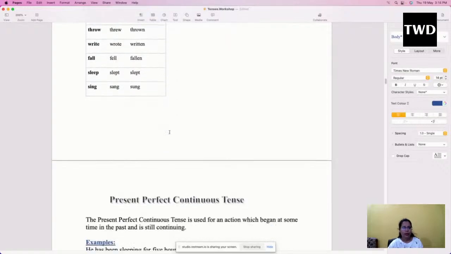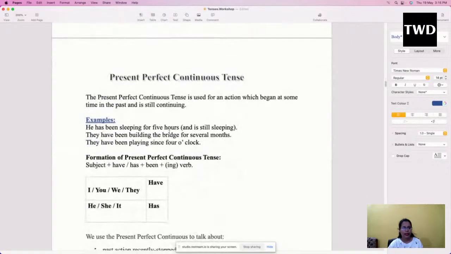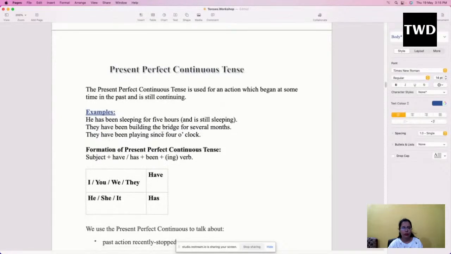Okay, so moving forward to present perfect continuous tense. My explanations are a little bit lengthy. In case we are not able to finish tenses today, we will continue with the remaining part tomorrow also, and then we will see the interview questions as well. So now we are going to do present perfect continuous tense.